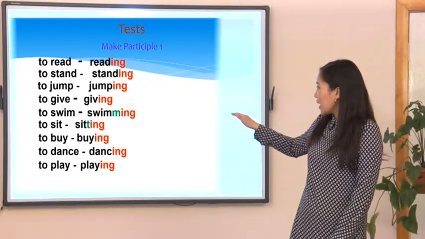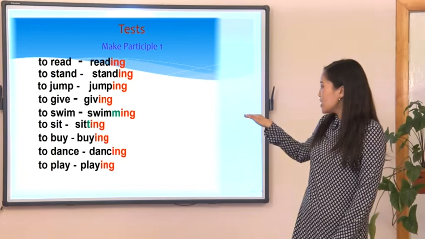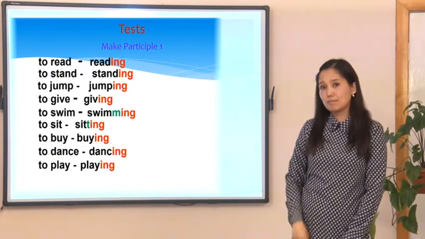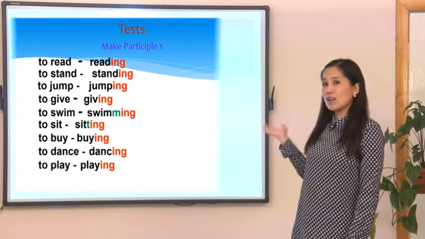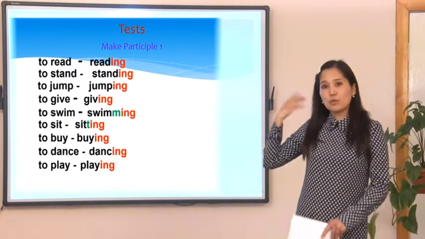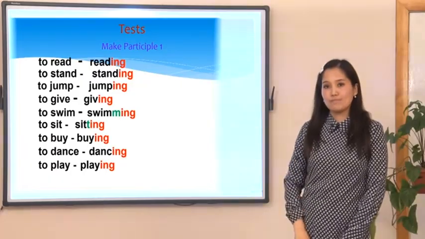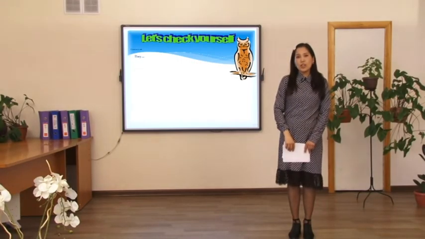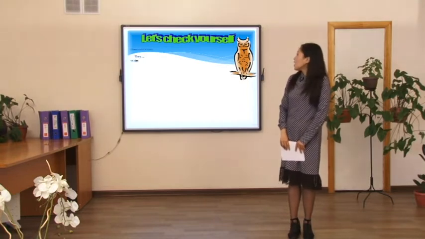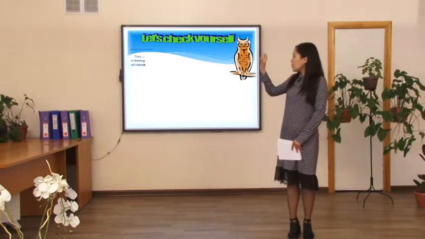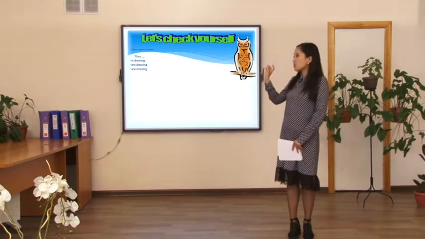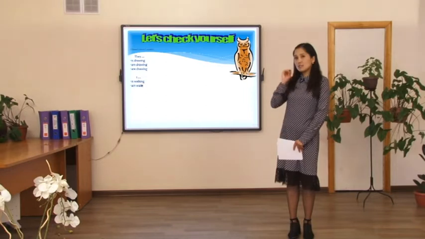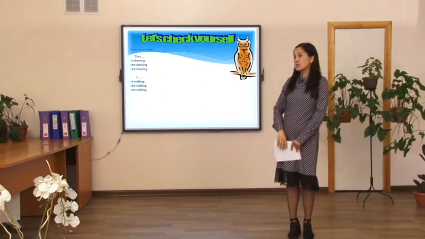Next, to buy, buying. To dance, dancing. To play, playing. Now we have all the continuous forms from the verbs. Now you should check by yourself individually. You sit and check. Here I gave you some questions, sentences, and you should choose the correct answer. Let's write, think, then do.